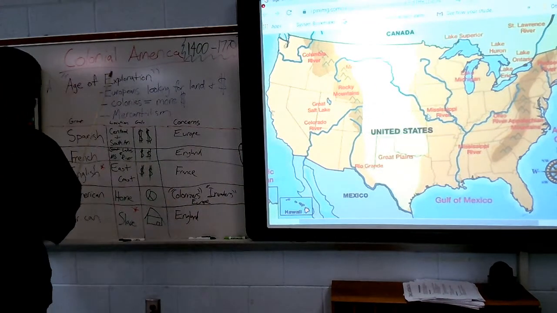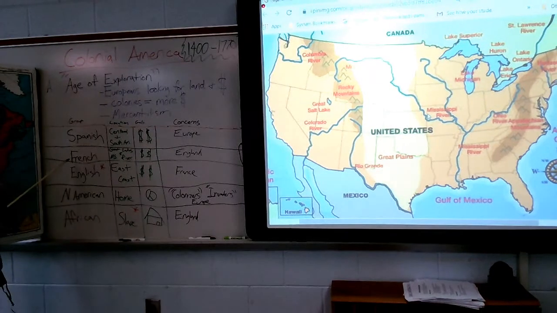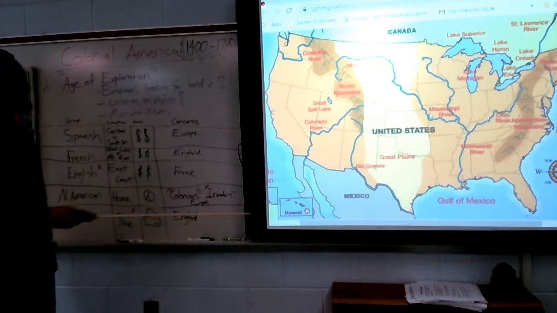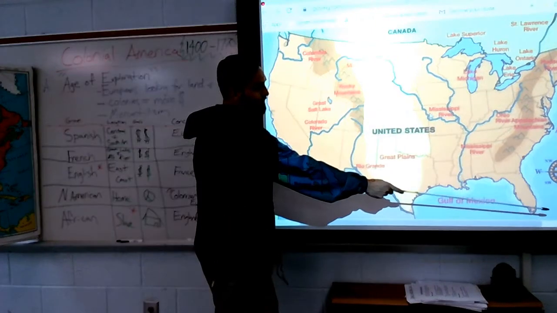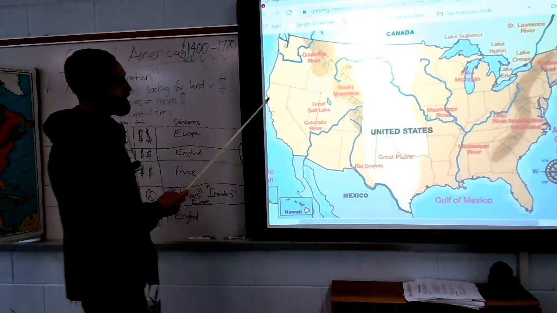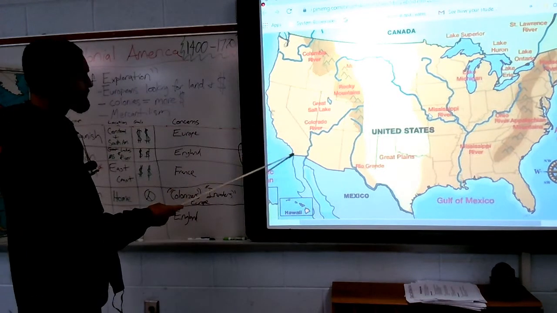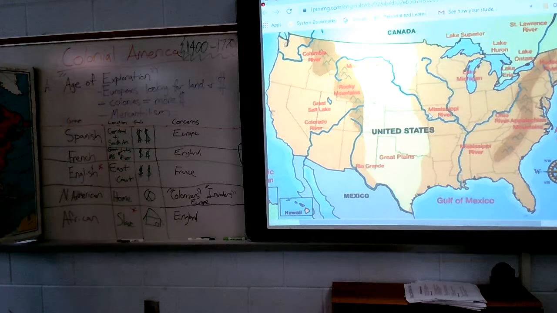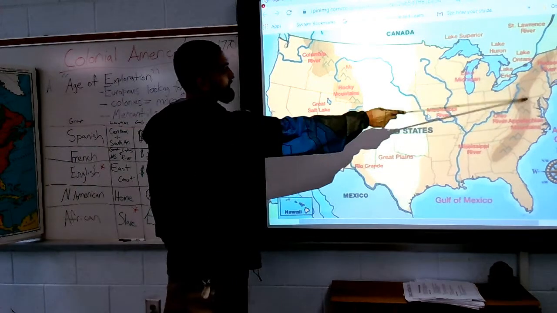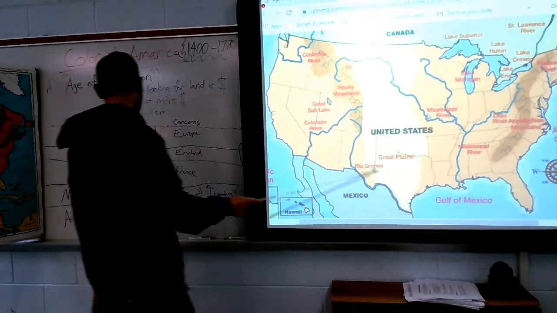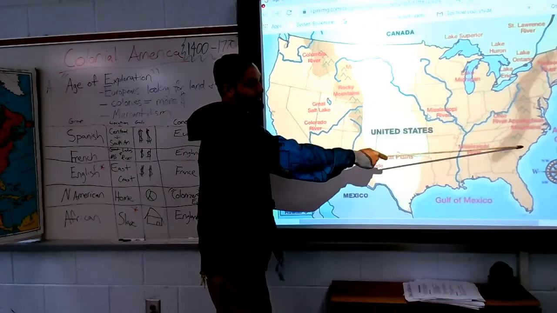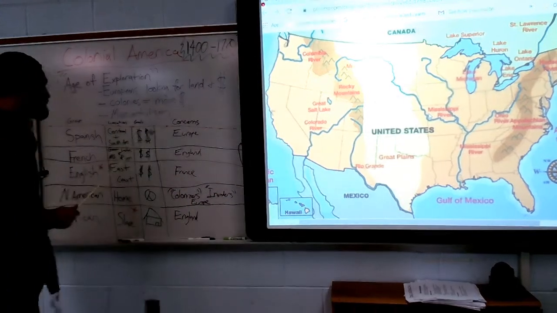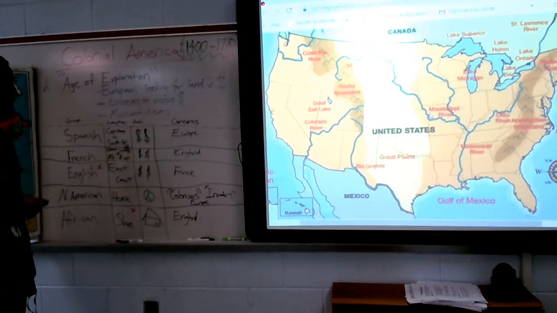But with these groups, with the Spanish, they'll be mostly in Central and South America. Keep in mind, they'll also be along here in Florida and a little bit of the west coast of the United States. France, they will be mostly the Great Lakes area and the Mississippi River. And England, they'll be pretty much on the east coast of the United States. And keep in mind, all these folks are here to try to make money. That is their goal, is to make money.